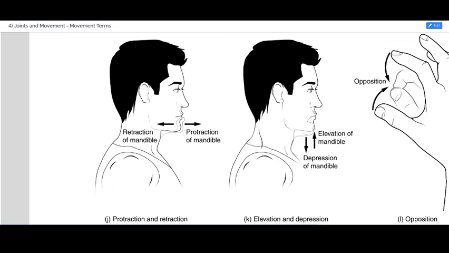The other pair of words is elevation and depression. When you elevate your mandible, you're closing your teeth together. When you depress your mandible, you're opening your mouth up. Elevation and depression, for example, can be used to describe the scapula as well. When you elevate your scapulae, you're shrugging, and depressing your scapulae is lowering your shoulders down.